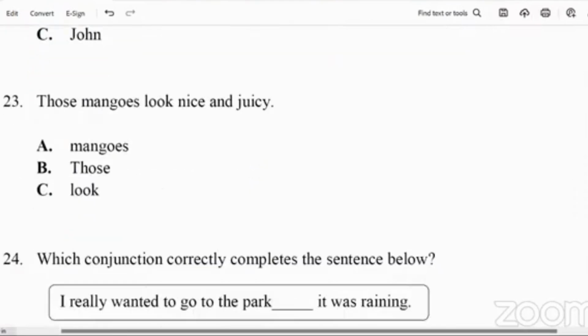All right, question 23. Those mangoes look nice and juicy. What's the pronoun here? All right, so again, there are different categories of pronouns, okay? Mangoes would be a noun, so that's not a pronoun. And look, that's a typical verb, so again, that's not a pronoun. The word those, that's called a demonstrative pronoun. Okay? And so the answer is B.